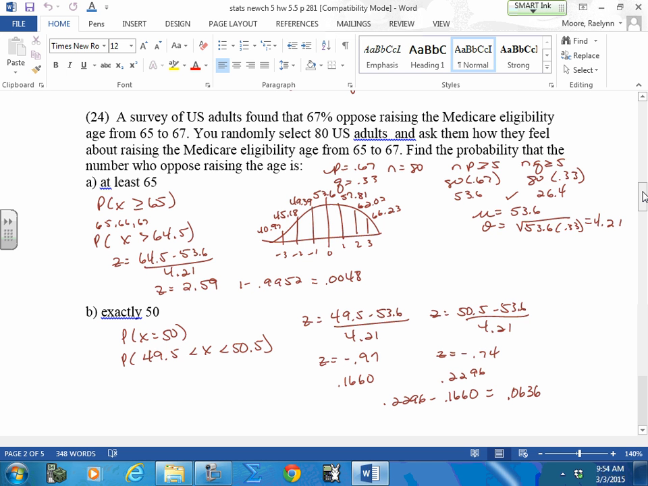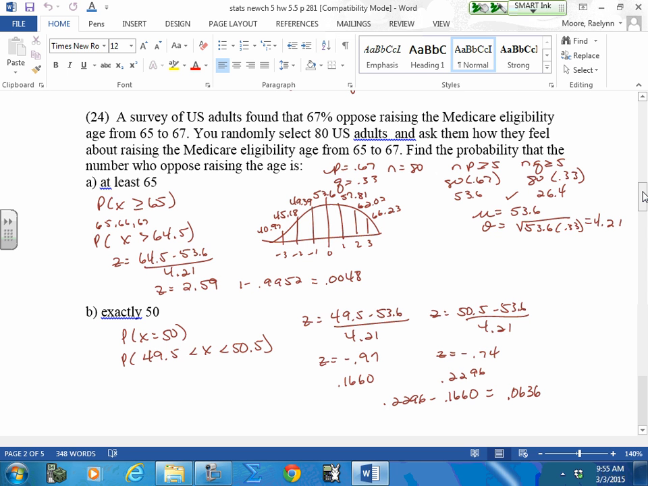A survey found that 67% oppose raising the Medicare eligibility from 65 to 67. You randomly select 80 U.S. adults, you ask them how they feel, and so on. Find the probability that the number who oppose raising the age is at least 65. Now, if you wrote your probability statement and you went to use your z-score statement, you would say, where's the mean? Where's the standard deviation? That tells you that this is a binomial distribution.